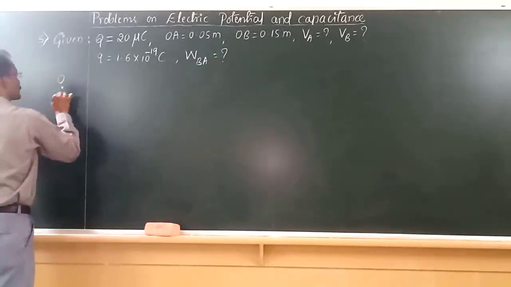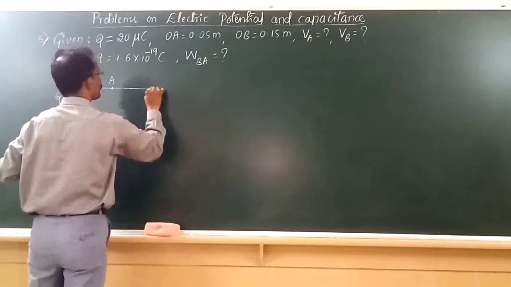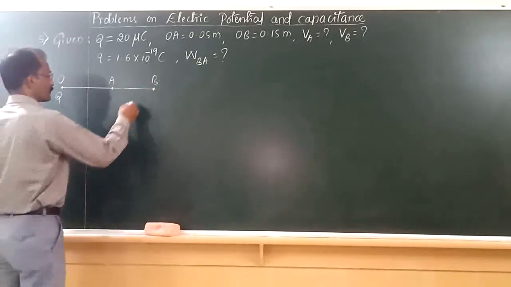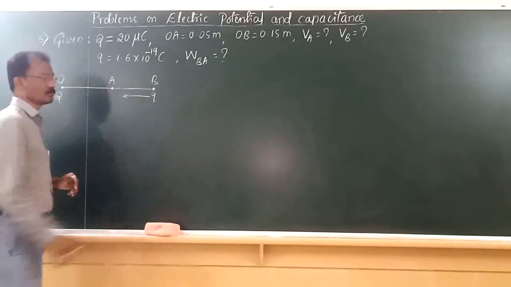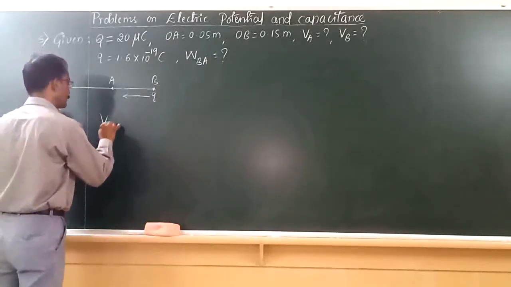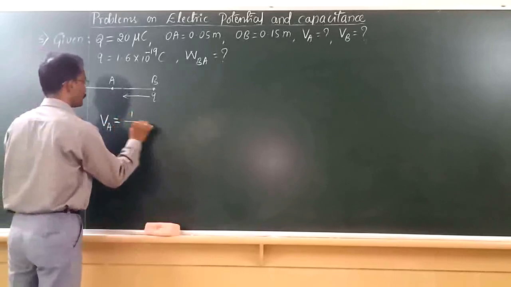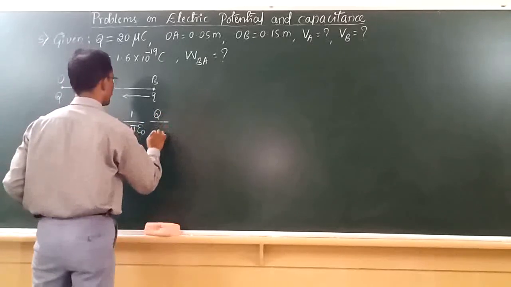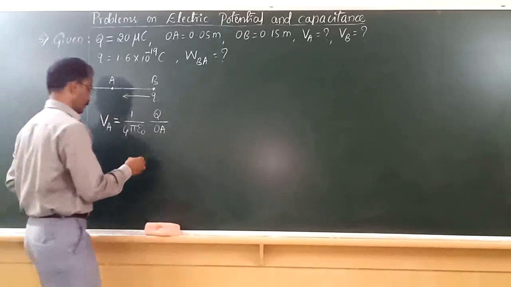Diagram of the body. This is O, charge is Q. Here A and B are two points. Charge q is placed at B. It is moved from B to A. Find the work done. First find the potential at A. Potential at A is equal to 1/4πε0 × Q/OA. Due to this charge, find the potential at A.